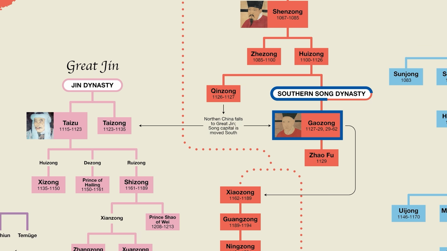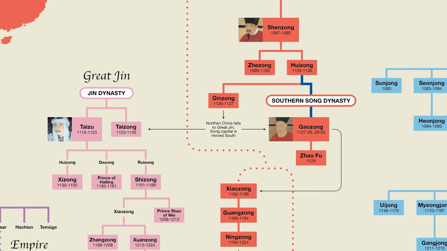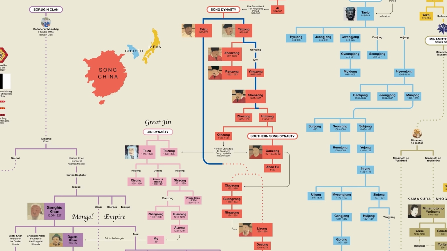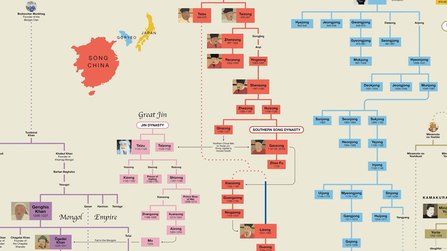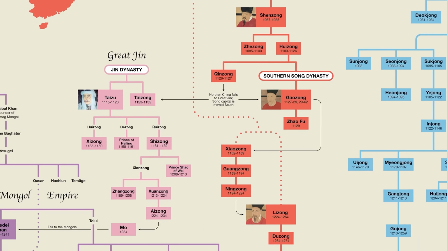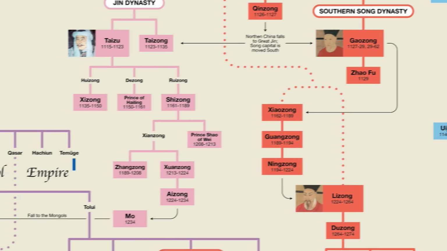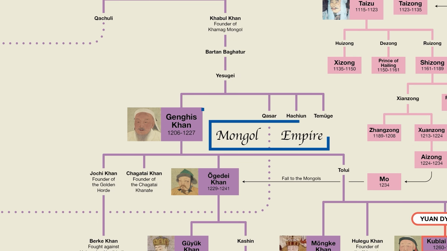Gaozong's only biological son, Jiaofu, died at age 2, and thus, after Gaozong's death, the line passed to the descendants of the Song dynasty's founder, Tezu. First this branch, and then this branch. Now, during the Southern Song period, an even greater power to the north arose. In fact, one of the greatest that the world has ever seen, the Mongols, led by Genghis Khan.